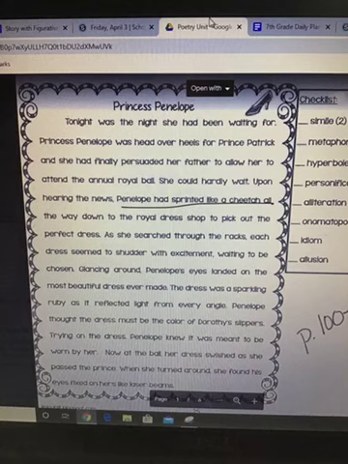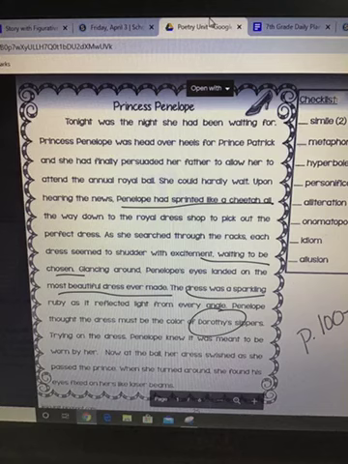As she searched through the racks, each dress seemed to shudder with excitement, waiting to be chosen. There's personification. Glancing around, Penelope's eyes landed on the most beautiful dress ever made. There's a hyperbole. The dress was a sparkling ruby. That is a metaphor. It's saying the dress is a sparkling ruby. As it reflected light from every angle, Penelope thought the dress must be the color of Dorothy's slippers. And Dorothy, that's an allusion because it is referencing a famous character in a movie, The Wizard of Oz.